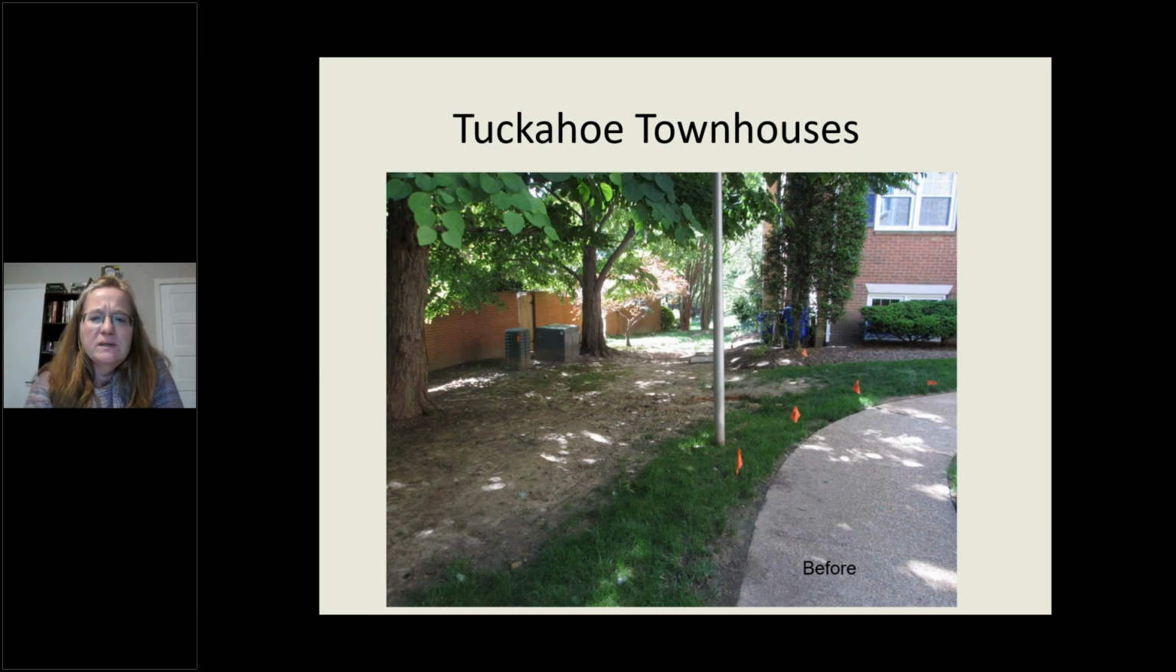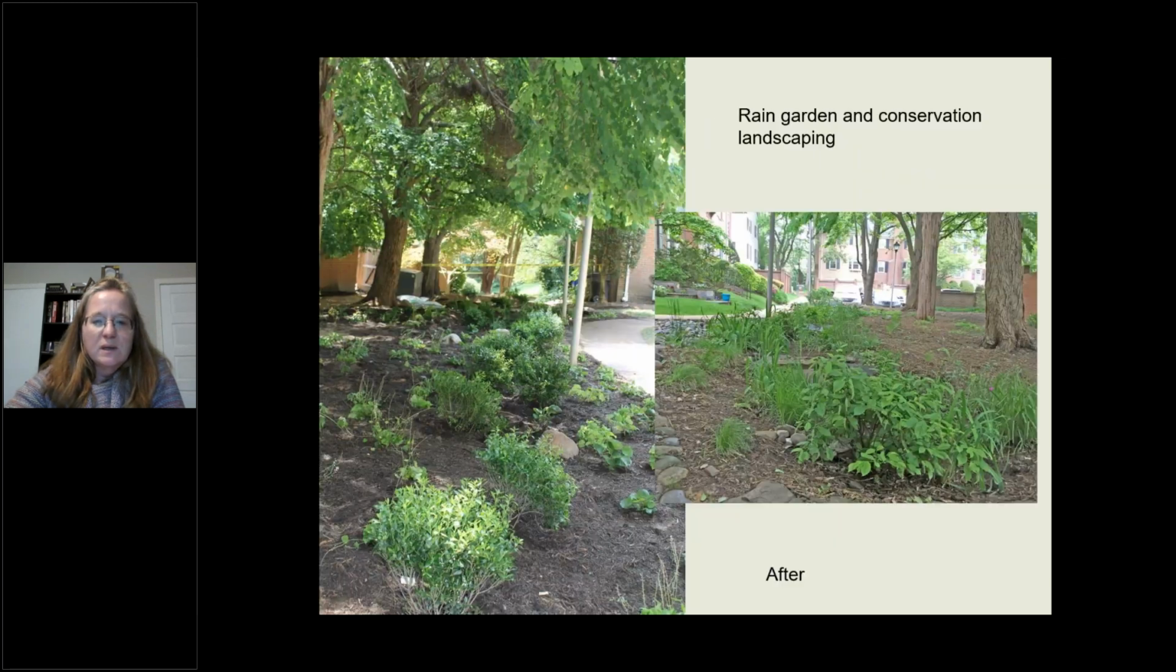This was a townhouse in Arlington that had some drainage problems. And so you can see here they had just a lot of bare soil, and it was a very shady area under the trees. And so they did a project to do some conservation landscaping and also installed a tiered rain garden that you can see coming down in this location. So just some different examples of projects that have been done.